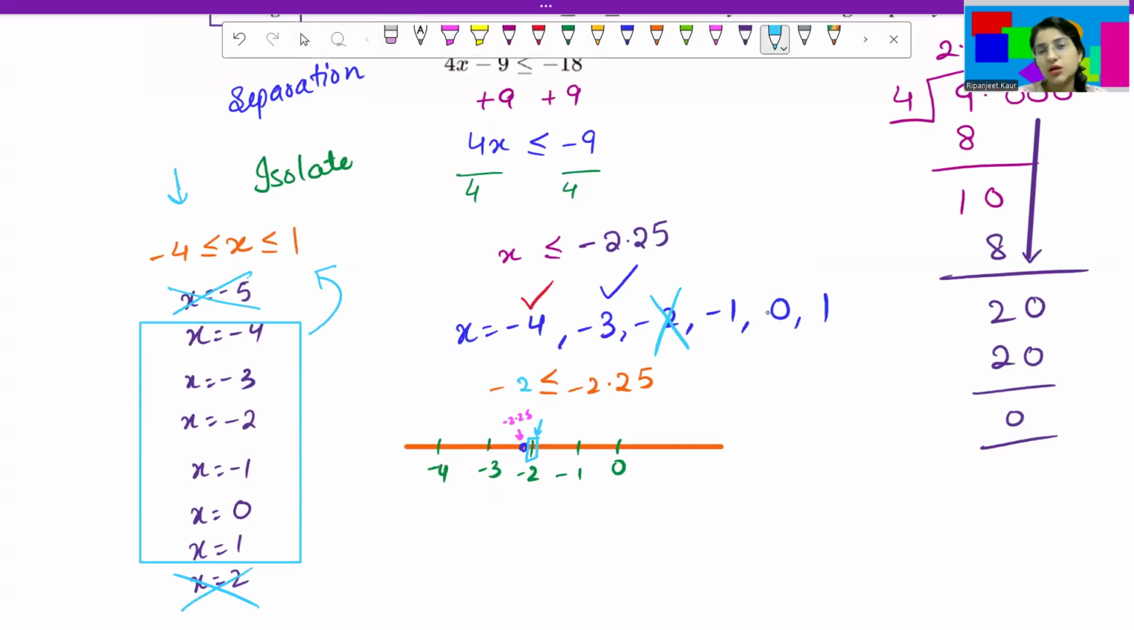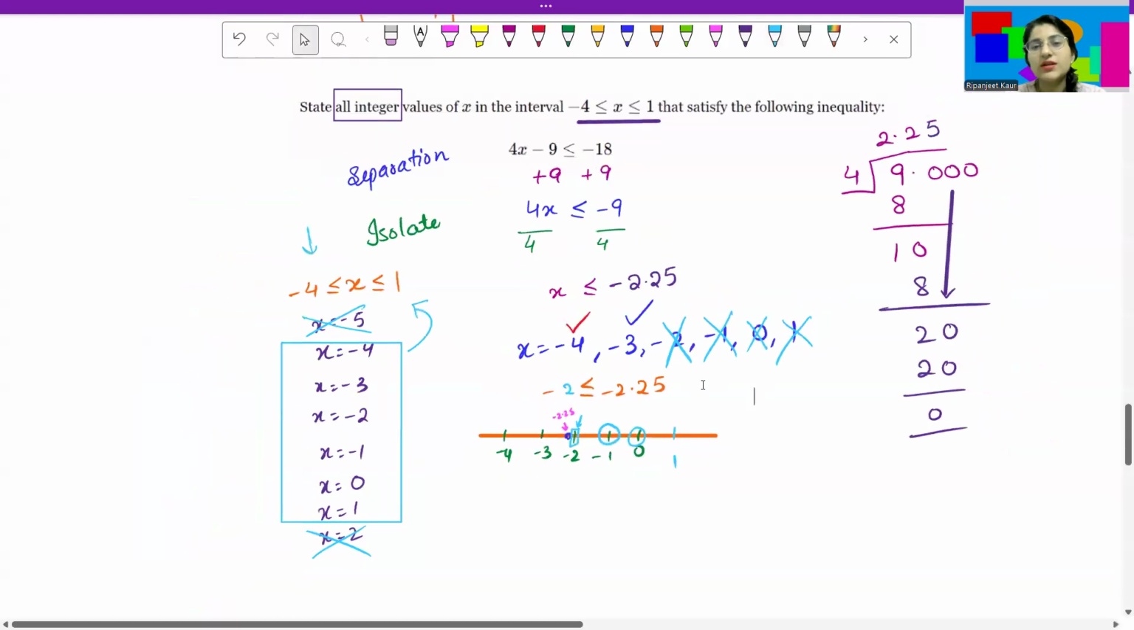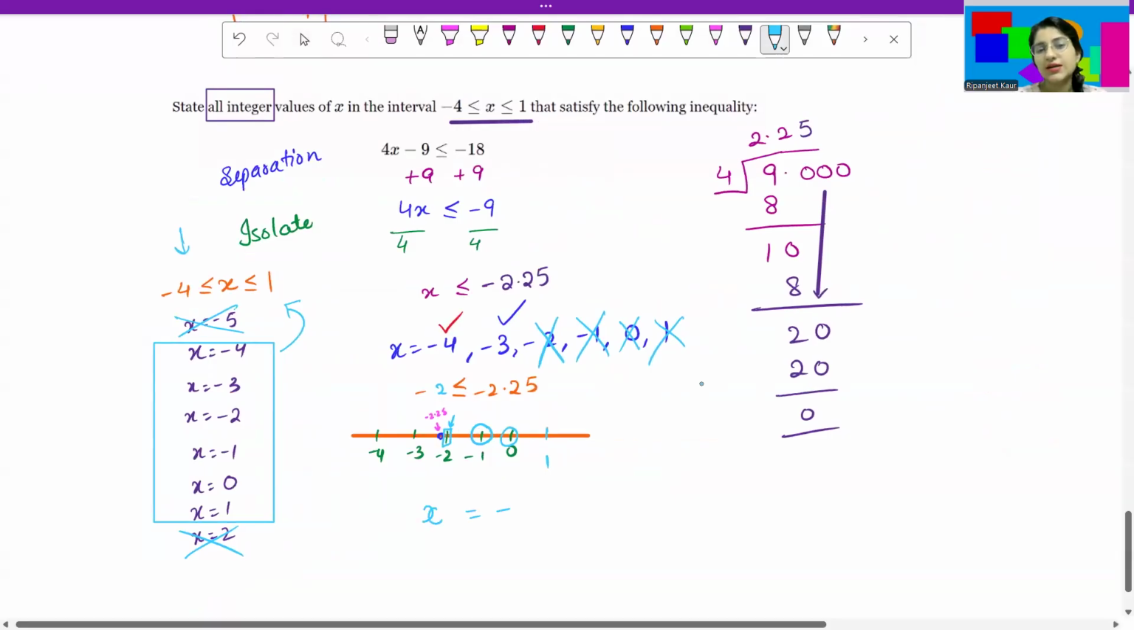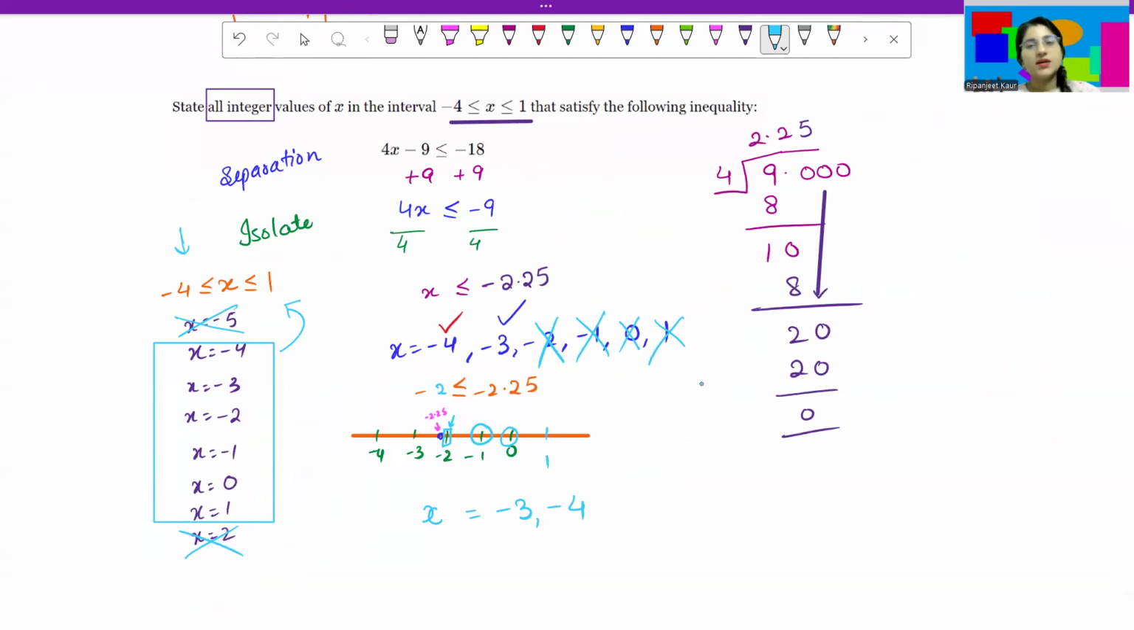No. What about negative 1? No. 0? Nope. And what about 1? Nope. So we found that the only integer solutions for the given inequality are negative 3 and negative 4. Any question in any part? Do you want me to repeat once what we did?